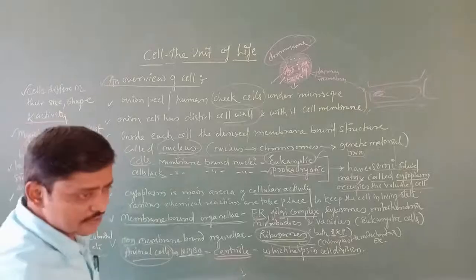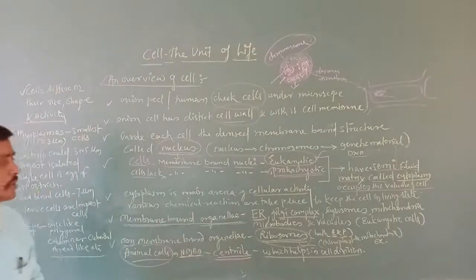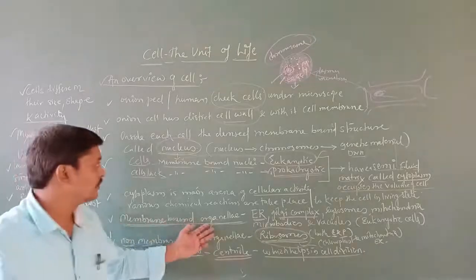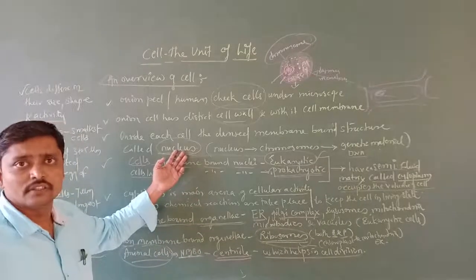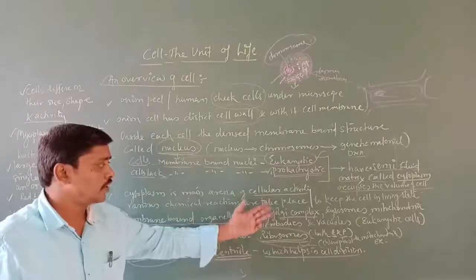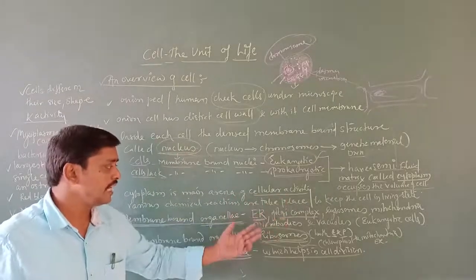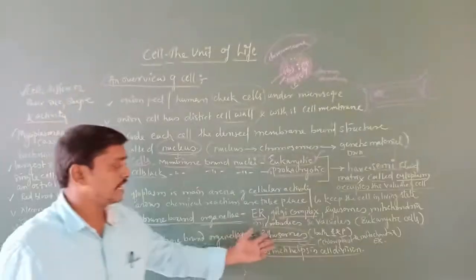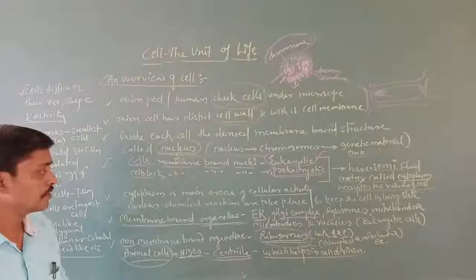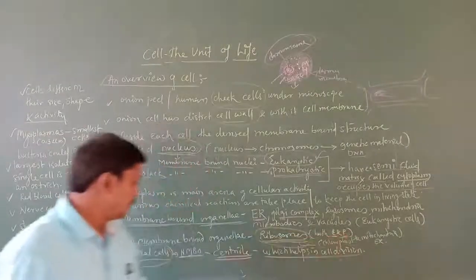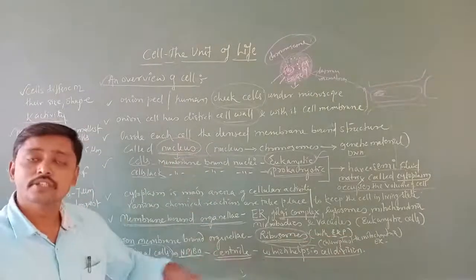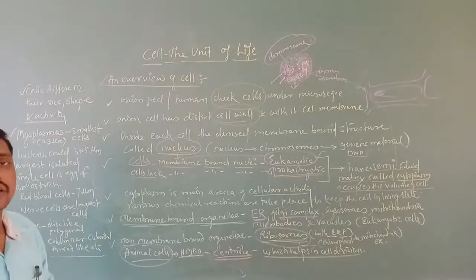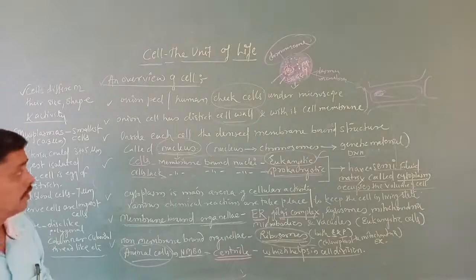In the next class, we are going to study in detail the membrane bound organelles like the nucleus, endoplasmic reticulum, Golgi complex, mitochondria, microbodies, vacuoles, etc. We are going to study the ribosomes in detail, the chloroplast, and the centrioles. All these things we are going to study in detail, one by one. Those are what we call cell organelles.